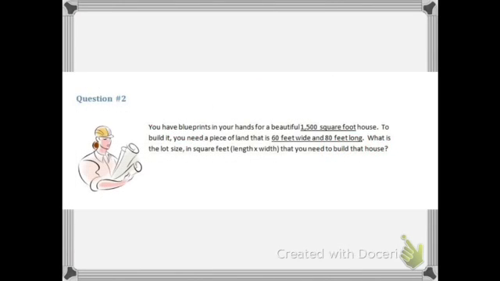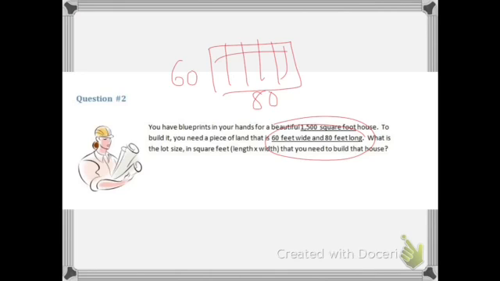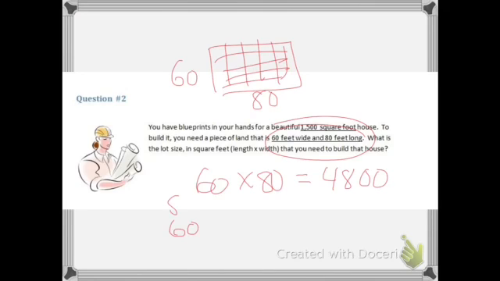Question number 2. If you've got a piece of land that's 60 by 80, the number of square feet in that parcel is 60 times 80. 6 times 8 is 48, with 2 zeros, 4,800. And you could also do it the traditional way. 0 times 0 is 0, 0 times 8 is 0, 6 times 0 is 0, 6 times 8 is 48. Carry everything down, and you get 4,800. I don't have any room left, but that's the answer, 4,800.